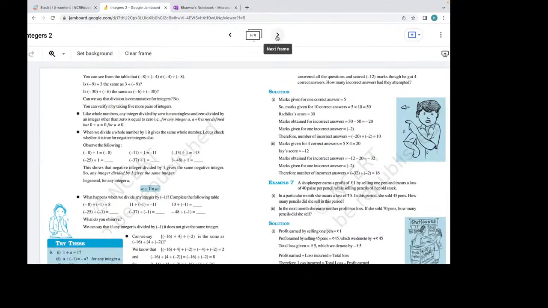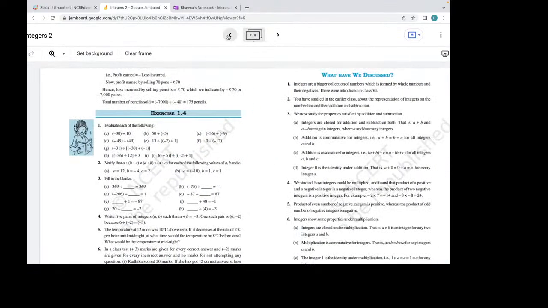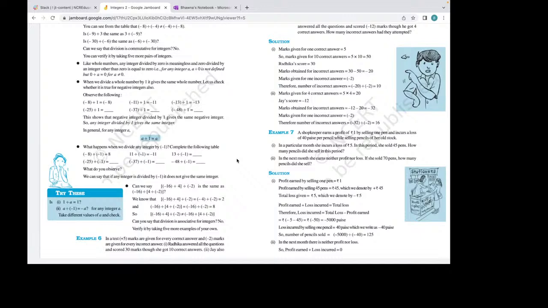And I guess that's all for integers. We have learned each and everything about integers, and in the next session we are going to learn about fractions.